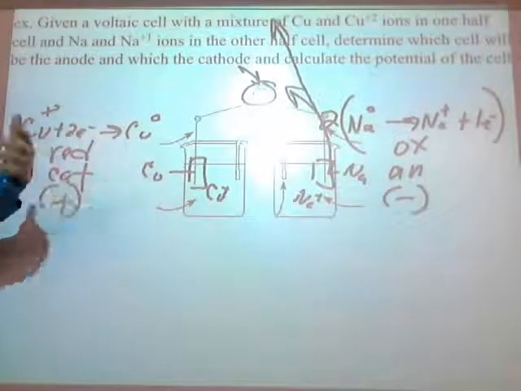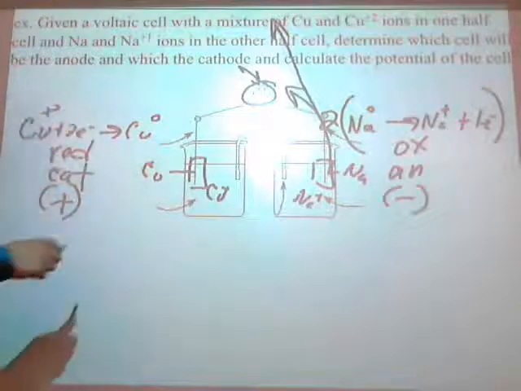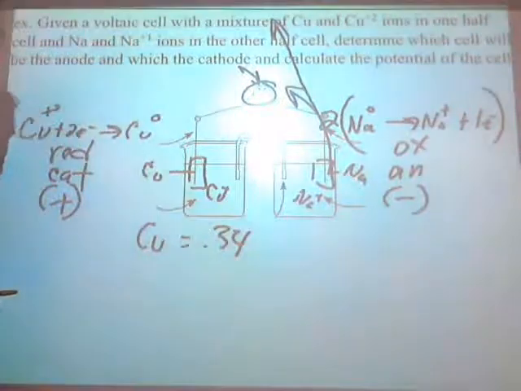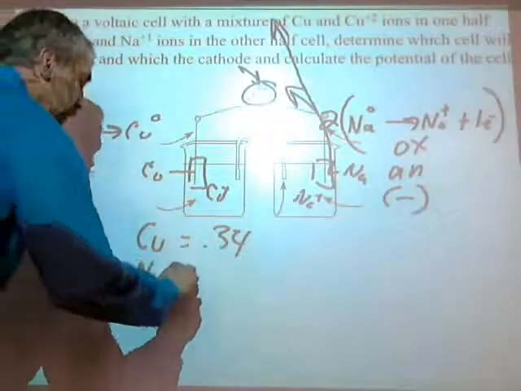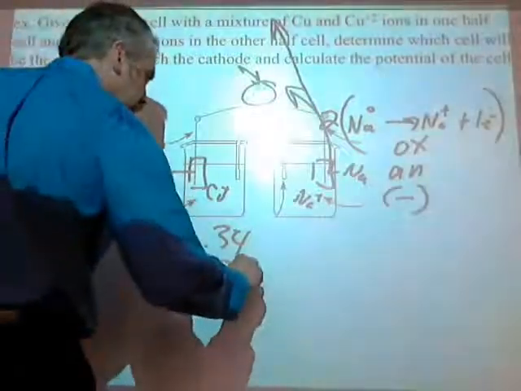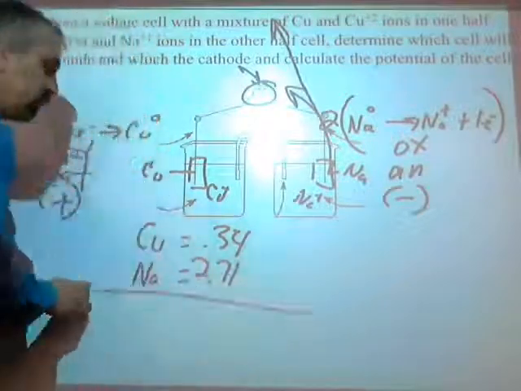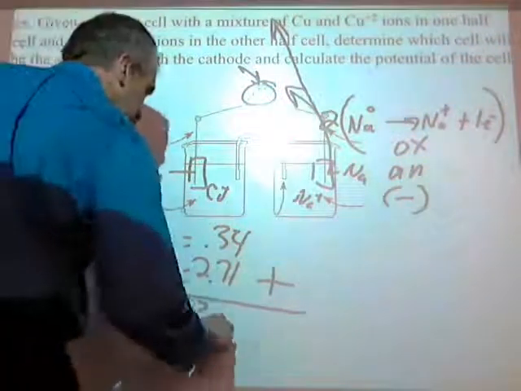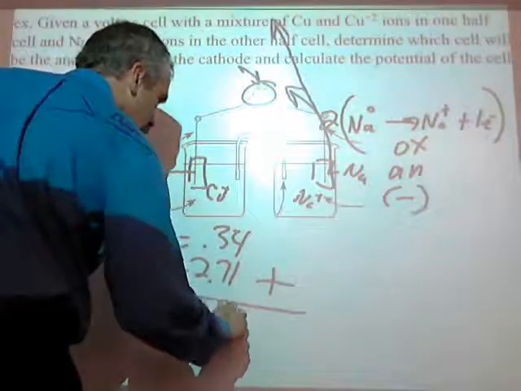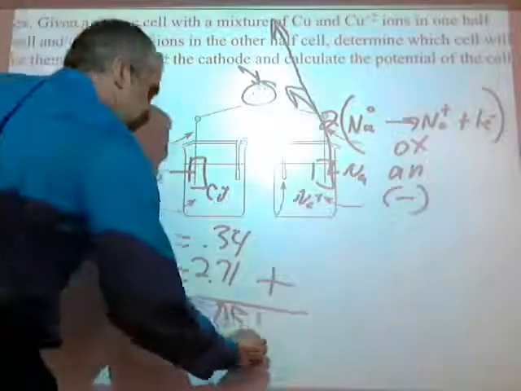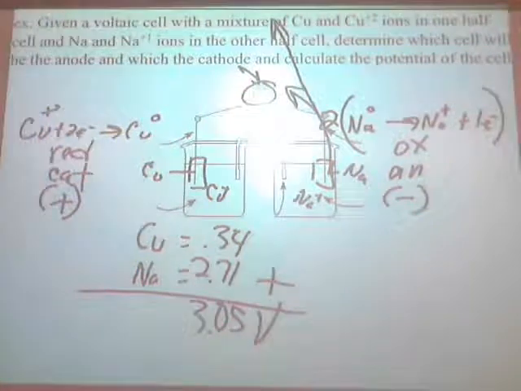I can predict that, and so can you. What was the number for copper? 0.34, correct? Yeah. And negative 2.71 for sodium, but the sodium reversed itself, so it's 2.71, and then you simply add those two guys up. What do you get? 3.05. I did that in my head. I don't know if it's right. Yeah, that's right. There you have it. So that is what your voltage should read. Your voltage should be 3.05 volts.